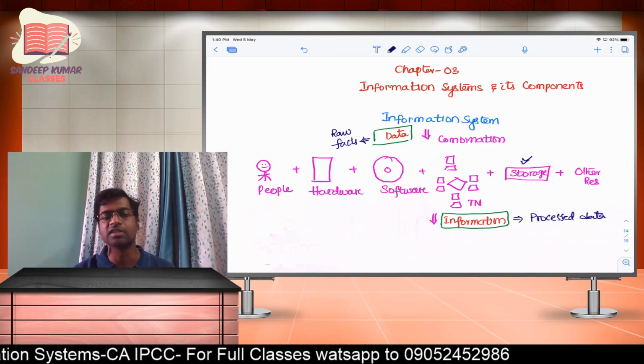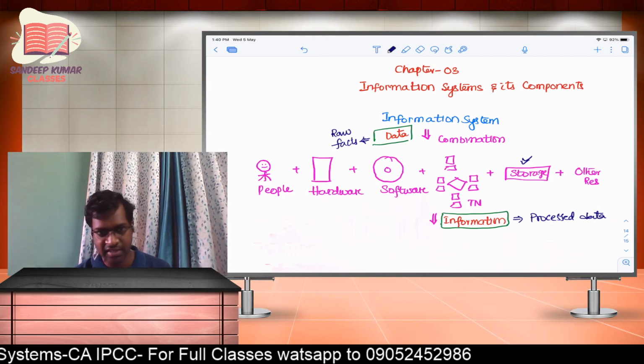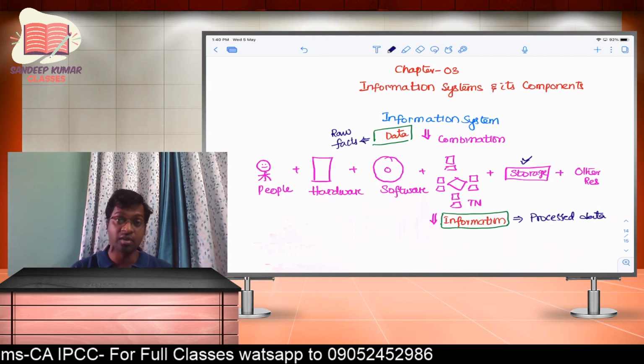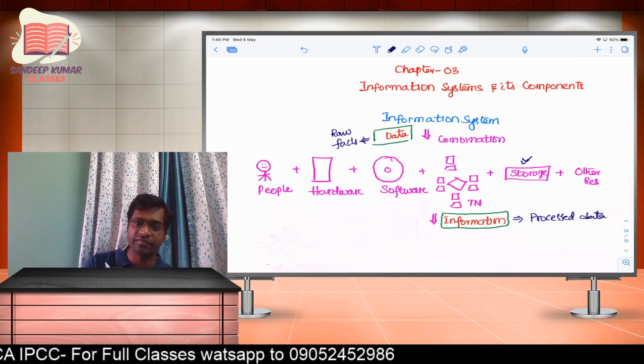Teller is nothing but a clerk. So what exactly will a teller do? The teller will take that withdrawal slip and check your account number. He opens your physical book, and he'll see whether you have a sufficient amount.